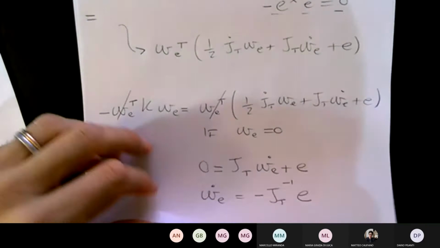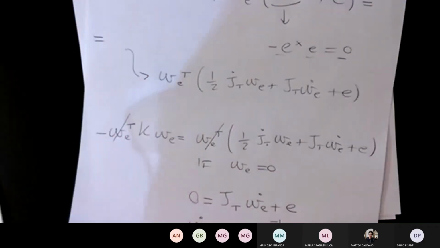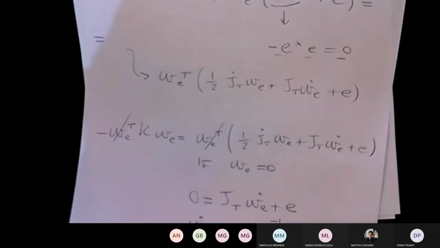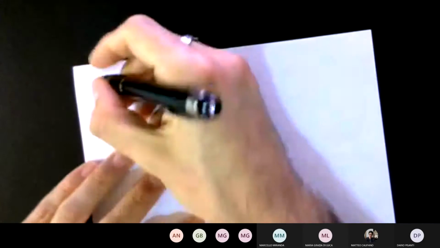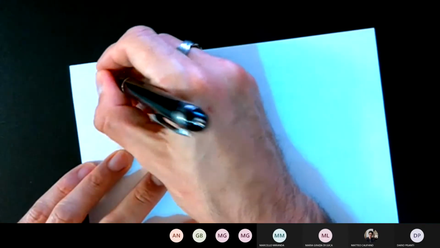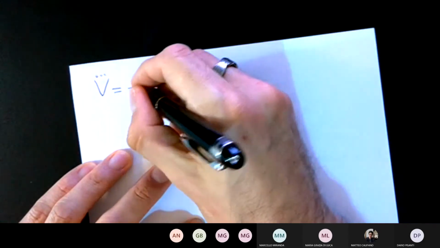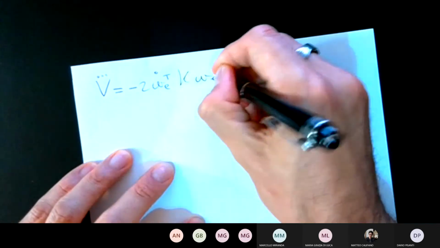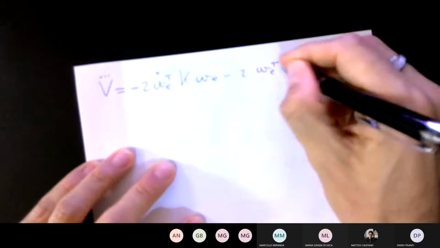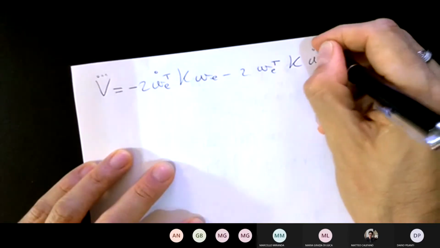So with this, I can go back to my third time derivative of the Lyapunov function, which is somewhere right here, and see what happens on omega E equals 0. Let me rewrite it. I have to check what happens to the sign of this expression: minus 2 omega E transpose dot k omega E minus 2 omega E transpose k omega E double dot.